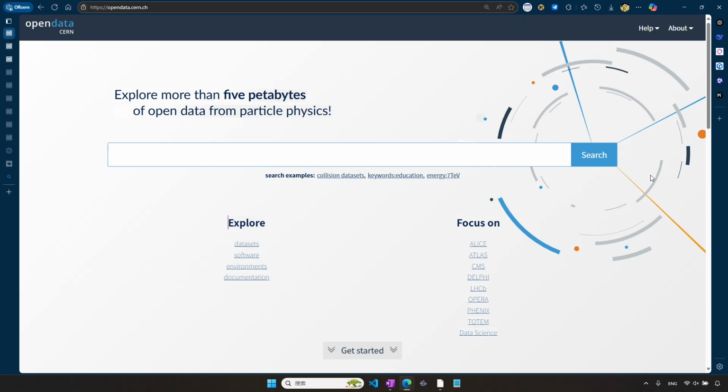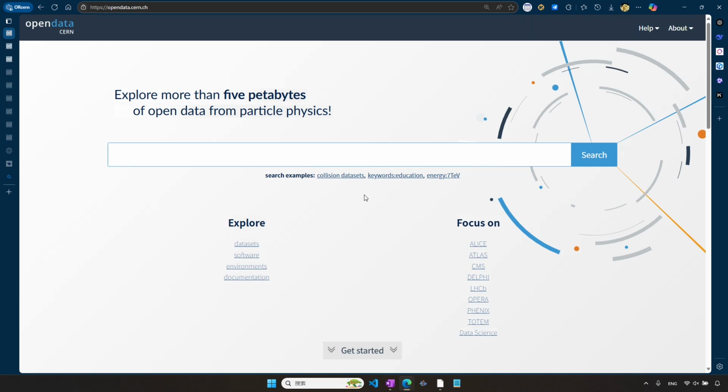Hello everyone. Today I want to talk about OpenScience, or maybe so-called open research. And if we choose a suitable start, it will be helpful. Here is the open data website of CERN, where you can explore open data from particle physics on the Large Hadron Collider, the LHC. There are many research groups on the entire experiment, such as CMS, ATLAS, LHCb, and so on.